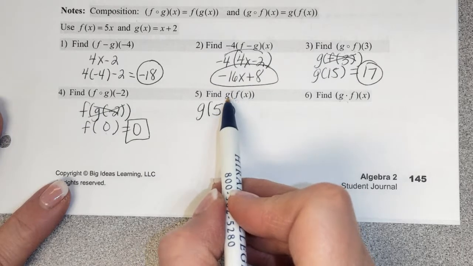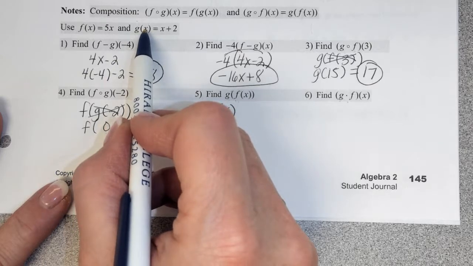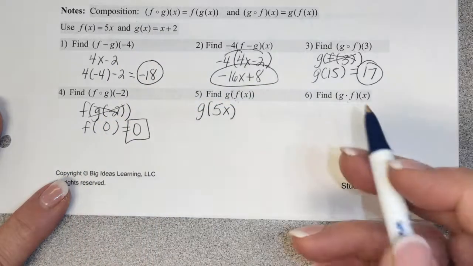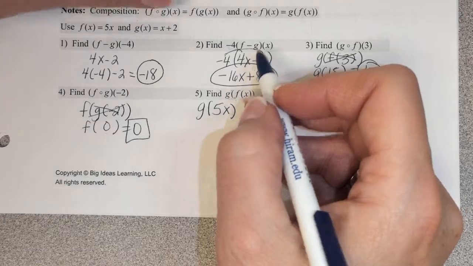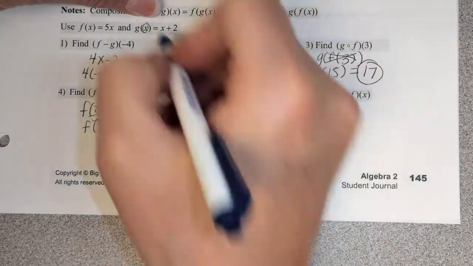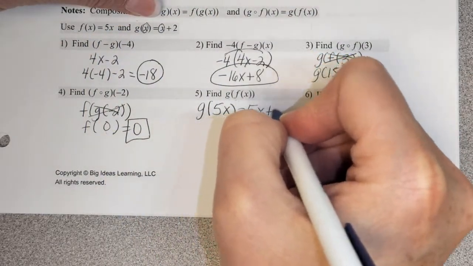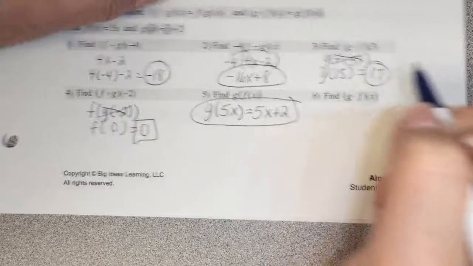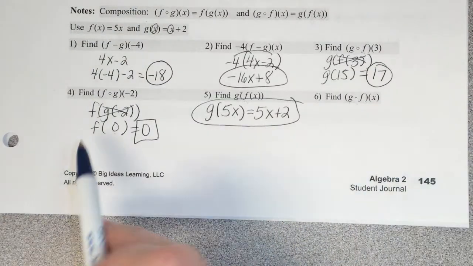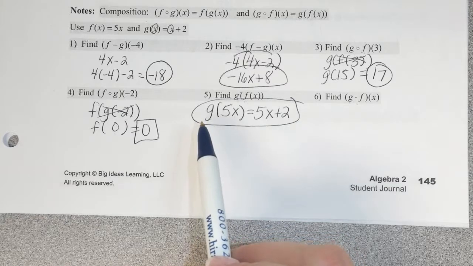In the g function, wherever you have an x, replace it with 5x. So I go back to my g function. Here's an x. So g of 5x, here's an x, is going to equal 5x plus 2. So it's all these different notations that look very similar but are done differently.